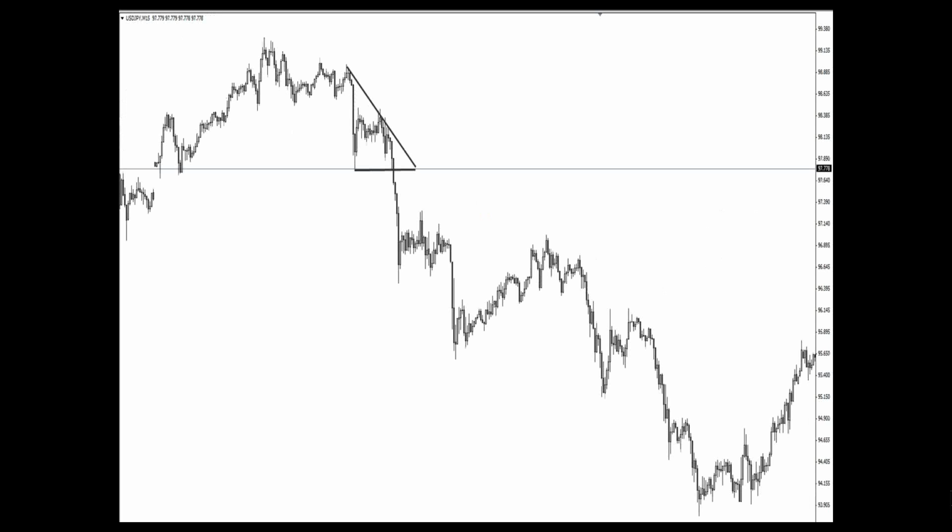Now we have the flat bottom descending triangle. When I see a flat bottom descending triangle, I like to see price action to the downside. Why? Because this descending line is giving us direction. And there is a flat bottom. So usually after the break of this flat bottom, vigorous price action will appear.